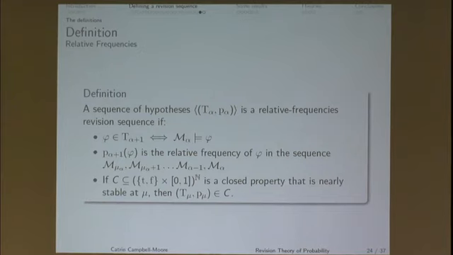It says a relative frequency revision sequence has the normal truth stage. The probability is the relative frequency, and consider closed properties that are nearly stable and make sure that they're satisfied. Now, I'm not imposing any further restrictions than that. One might want to do that. I'm just saying any sequence that satisfies these conditions is an appropriate revision sequence. And then we can consider things like, what is therefore necessarily true or necessarily brought about by such sequences?